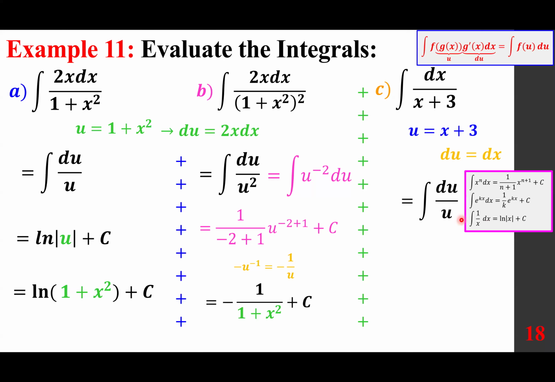Again, following the format, we end up with a natural log and a constant. We replace the u and we get ln of absolute value of x plus 3 plus c. We must keep the absolute value because this expression can be positive or negative, whereas this expression will always be positive, so you don't have to keep the absolute values.